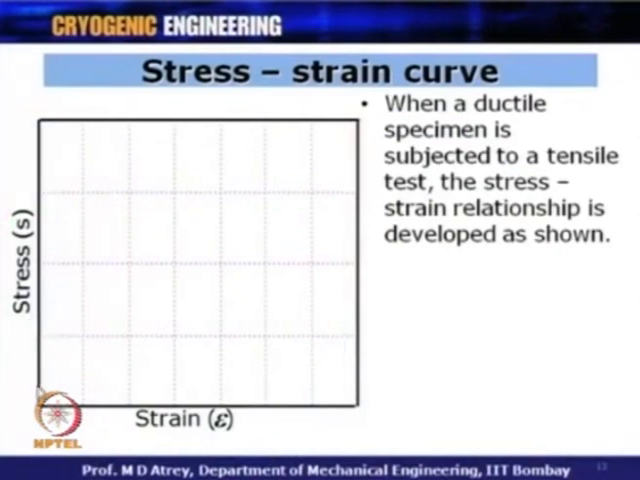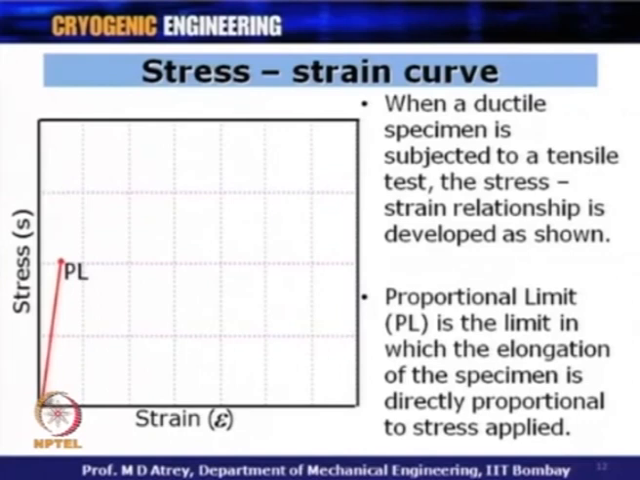The mechanical properties can be well understood once we understand the stress strain curve for any material, where the stress is kept on the y axis while the strain is kept on the x axis. Now, when a ductile specimen is subjected to a tensile test, the stress strain relationship is shown as follows. You can see that in this case the stress is varying in relation with the strain, and the variation is linear, or we can say that the stress is directly proportional to strain in this case.